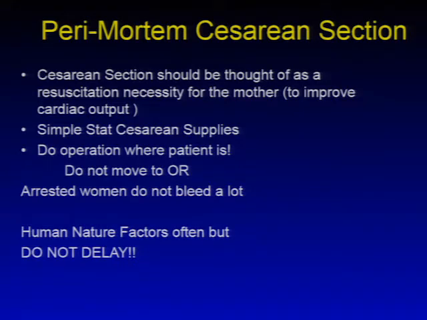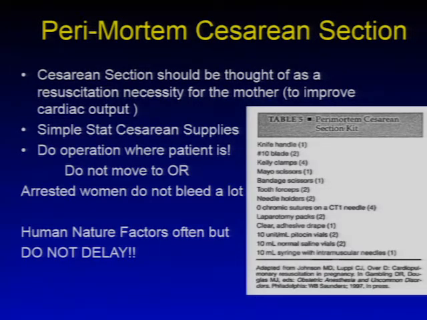The perimortem cesarean section should be thought of as a resuscitation necessity for the mother, not for the baby, so as to improve maternal cardiac output. You need to have very simple stat C-section supplies available, such as in this list, and do the operation right where the patient has gone into arrest. Do not move to an OR because it takes away valuable time for resuscitation, and it will not be a very bloody operation since there is no circulation in true arrest.